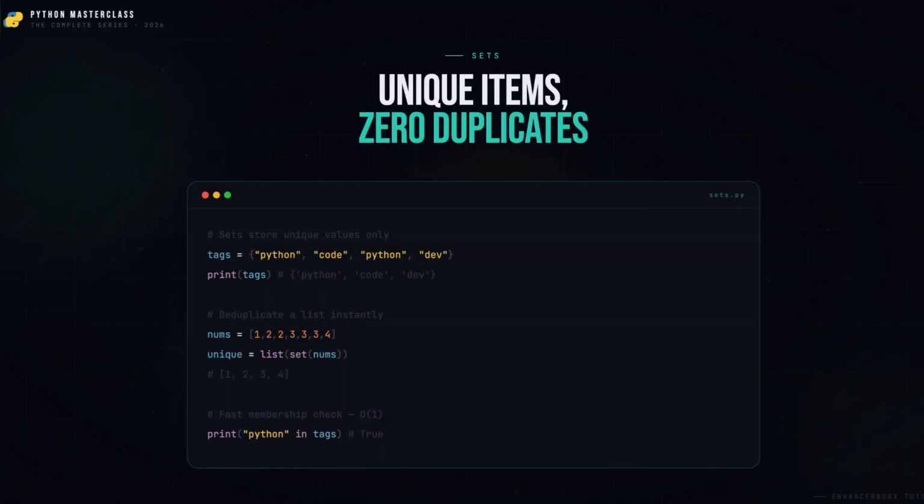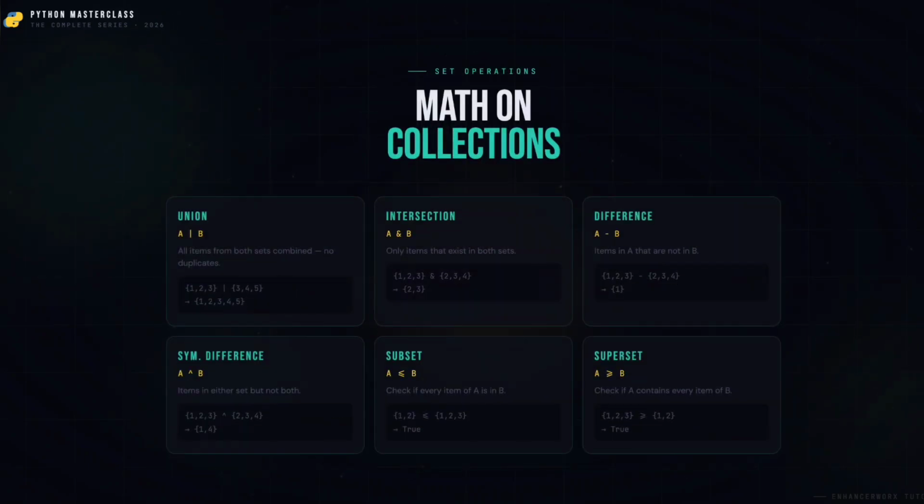A set is an unordered collection of unique items. Duplicates are automatically removed, which makes sets the fastest way to deduplicate a list. Sets use hash-based lookup, which means checking whether an item is in a set is an extremely fast operation regardless of how large the set is. You add items with add and remove them safely with discard, which never raises an error even if the item doesn't exist. Sets support 4 mathematical operations directly in Python.